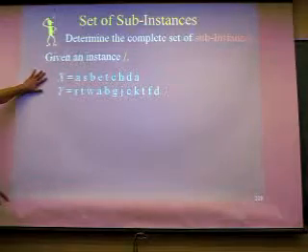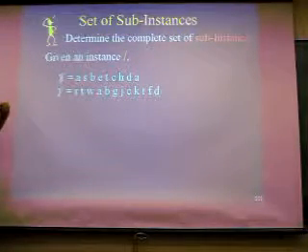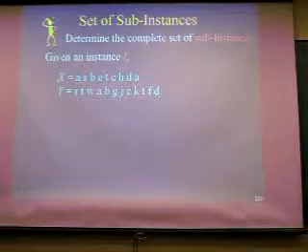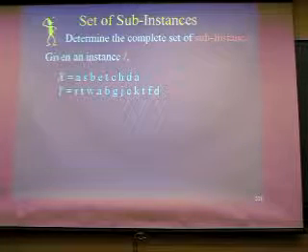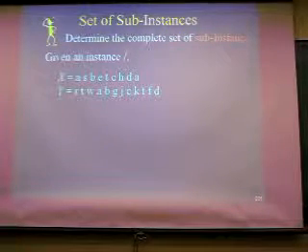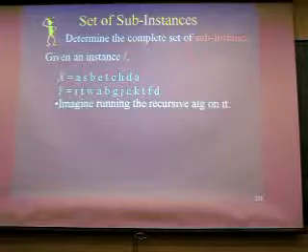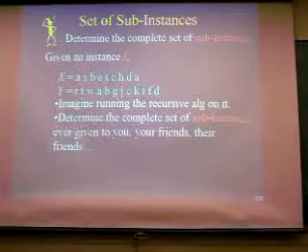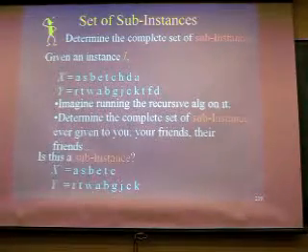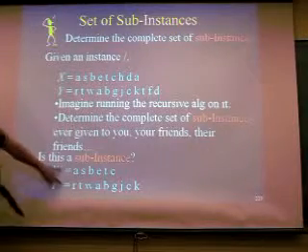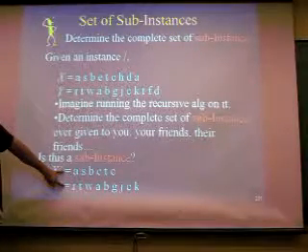Suppose that we have this input. That's our instance. We have to think, what is the instance of our friends and our friends' friends and our friends' friends' friends' friends, right? So you imagine running the recursive backtracking on it and you determine the complete set of sub-instances. So for example, is this a sub-instance?